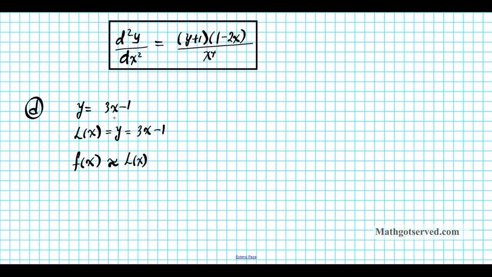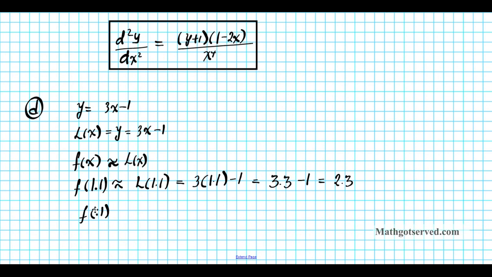This tangent line, when you're really close to a particular point, L of x can act like a substitute for this function. Okay? So f of 1.1 is basically going to be L of 1.1, which is what you get when you plug 1.1 into our function. So it's going to be 3 times 1.1 minus 1. Okay, so you're going to have 3.3 minus 1, which is 2.3. All right, so f of 1.1 is approximately 2.3.